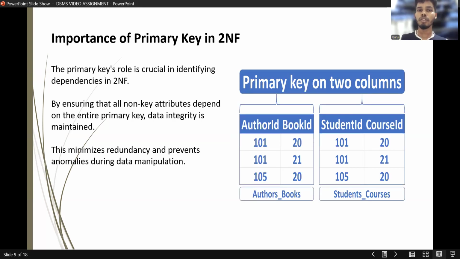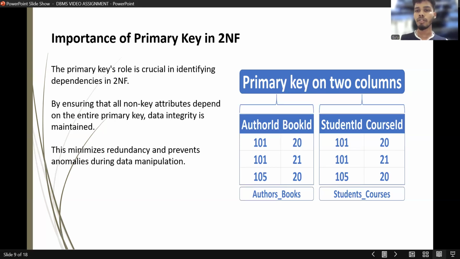Next, the importance of the primary key in 2NF. The primary key's role is crucial in identifying the dependencies in 2NF. Just as 1NF depends on redundancy, 2NF depends on dependencies. By ensuring that all non-key attributes depend on the entire primary key, data integrity is maintained. This minimizes redundancy and prevents anomalies during data manipulation.